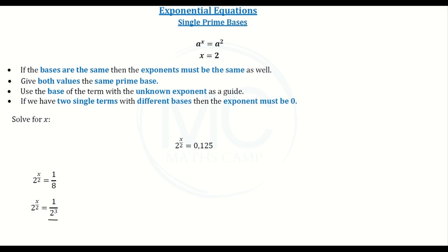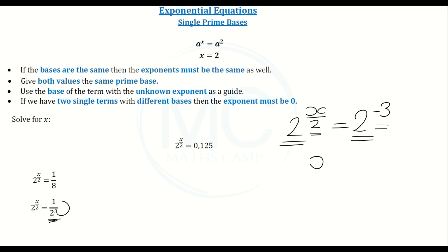So let's get rid of this fraction over here. So we can say 2 to the power of x over 2 is equal to, to get rid of the fraction, we're going to move the denominator to the numerator, and we make the exponent negative. And we get 2 with an exponent of negative 3. Now we have a base of 2 and a base of 2, which means our exponents must be equal. So we can see that x over 2 will be equal to negative 3.